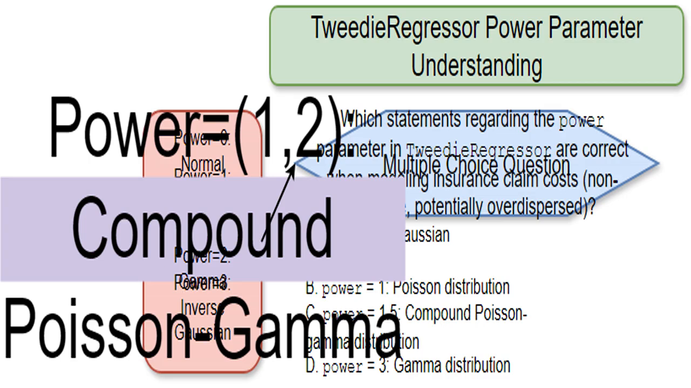The power of 2 gives you a gamma distribution. This works well when modeling positive continuous data where there's overdispersion.